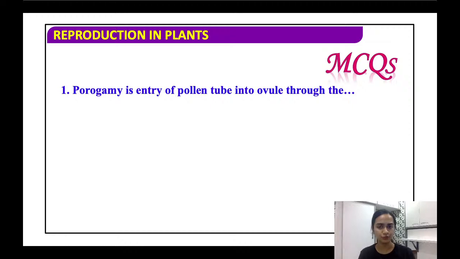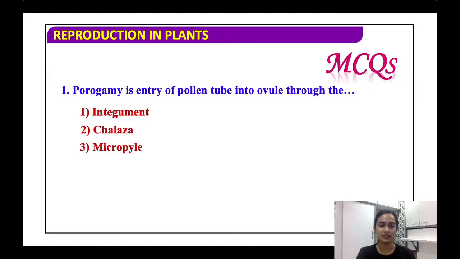Now we'll solve a few MCQs from various topics, which are also previously or frequently asked questions in the NEET. Porogamy is the entry of the pollen tube into the ovule through dash. We have studied three types: porogamy, mesogamy, and chalazogamy. So porogamy is the type of entry through the micropylar region, or the micropyle.